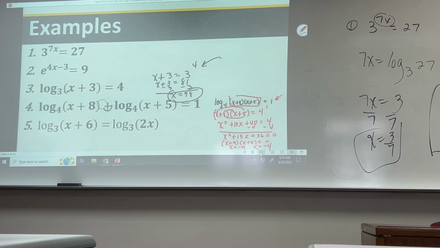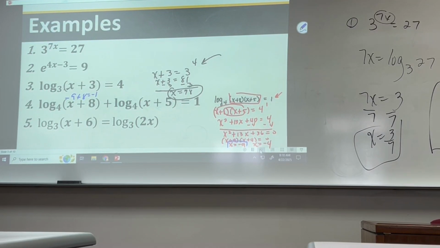Now, this is a log equation. I have to check to make sure those numbers are going to be okay. Is negative 9 going to be okay? What is negative 9 plus 8? Is that negative 1? You can't take the log of a negative, can you? You can only take logarithms of positive numbers, so we're not going to use the negative 9.